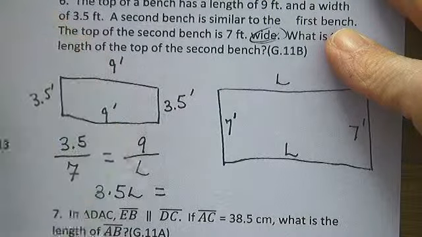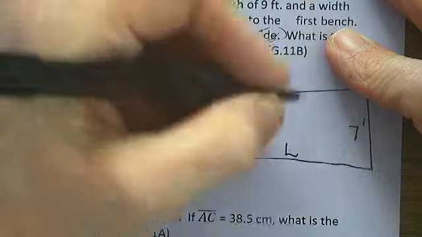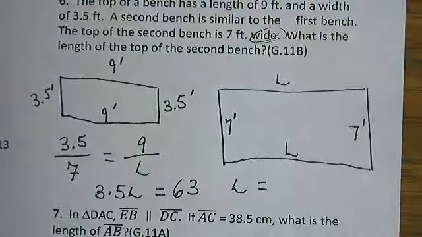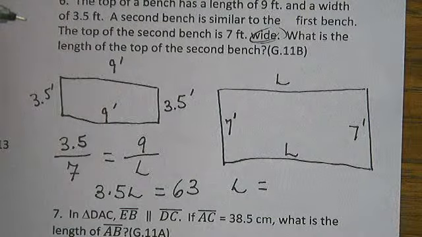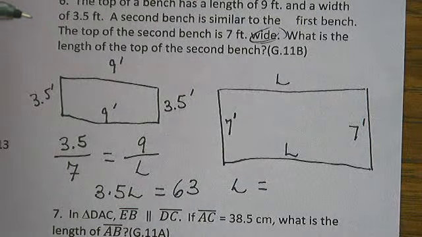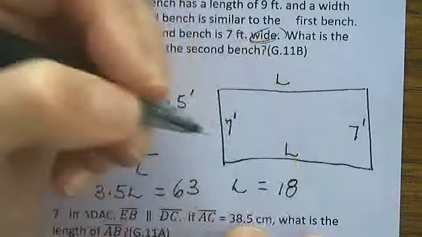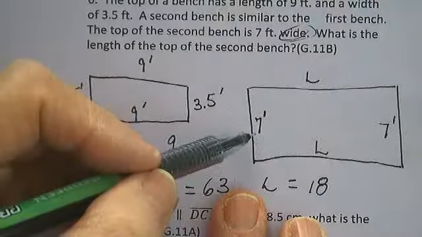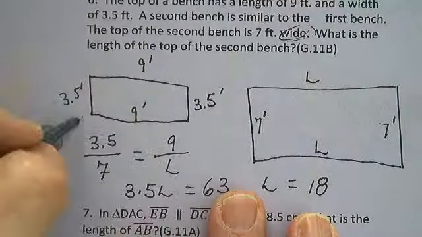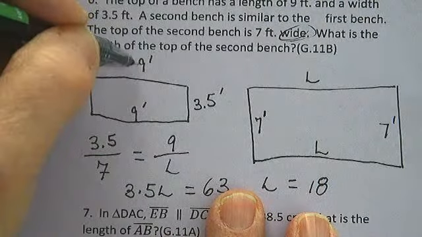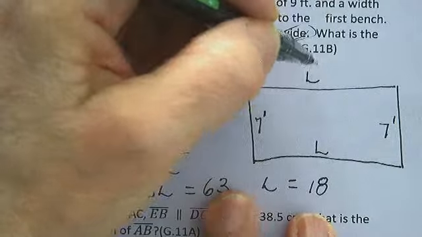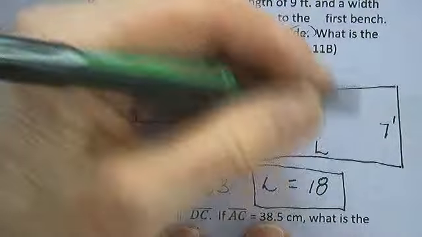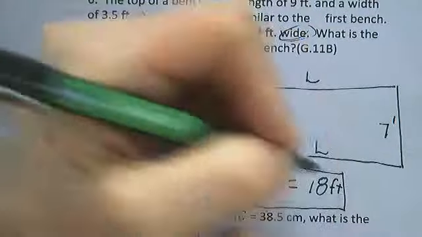3.5 L is equal to 63. So L is going to be equal to 63 divided by 3.5, or 18. Now, what we might also notice is that 3.5 times 2 is 7 feet. So our scale factor is 2, and 9 times 2 is 18, which is another very simple way to get the same answer.